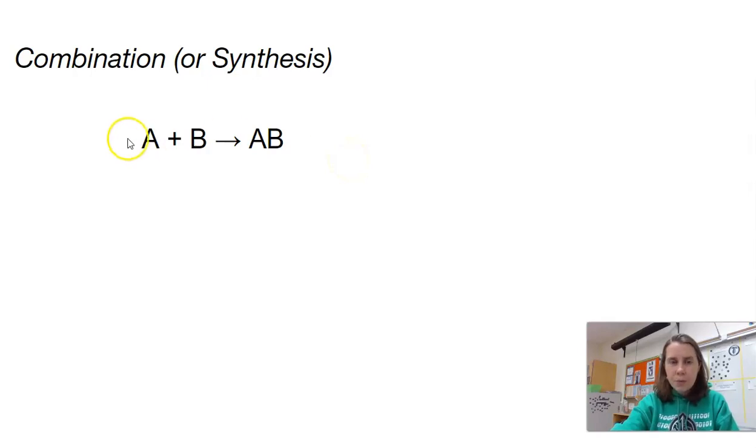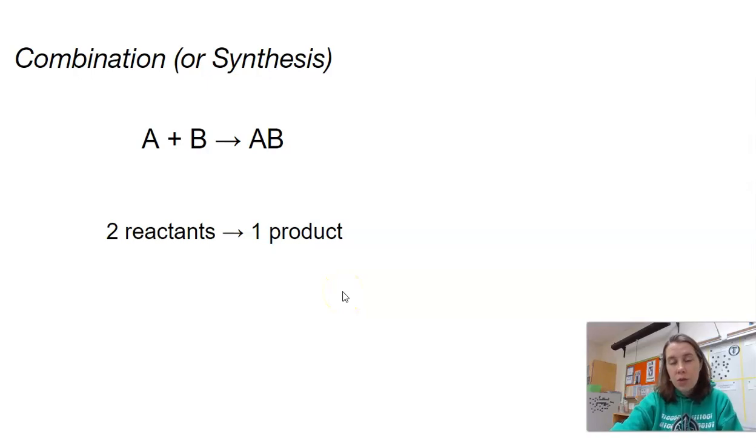All right, so when we just show them as letters like this, it's relatively easy to recognize, but when you're looking at actual chemicals and equations, it might be helpful for you to remember that you always have 2 reactants and just one product. If you just have one product, you've done a combination reaction because you've combined everything that was on the left and put it into one thing on the right.